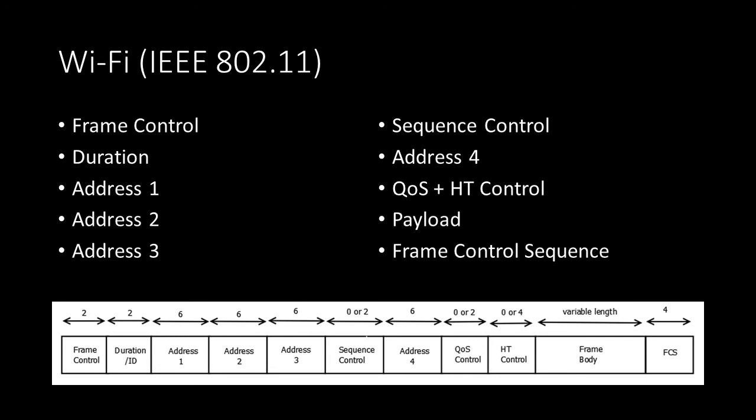Sequence control is a 2-byte field used for authentication purposes. It is not discussed in this course. The payload can be between 0 and 7,951 bytes. Finally, we have the frame check sequence, or FCS. This is the same 4-byte field used in the Ethernet frame to provide data integrity. It also uses the CRC32 algorithm.